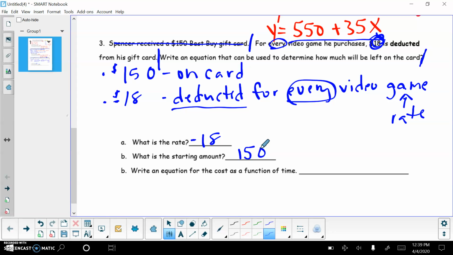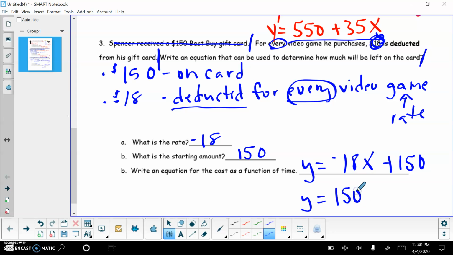And if I write my equation, I have y equals negative 18 with the x, because that's the rate, plus 150. Or if you want to write it sort of in the action as it's occurring, you would say I got my $150 gift card first, but then every time I use it, I'm going to subtract $18 for each video game. So either way is fine. It's just you got to remember the 18 is negative and the 18 has the x.